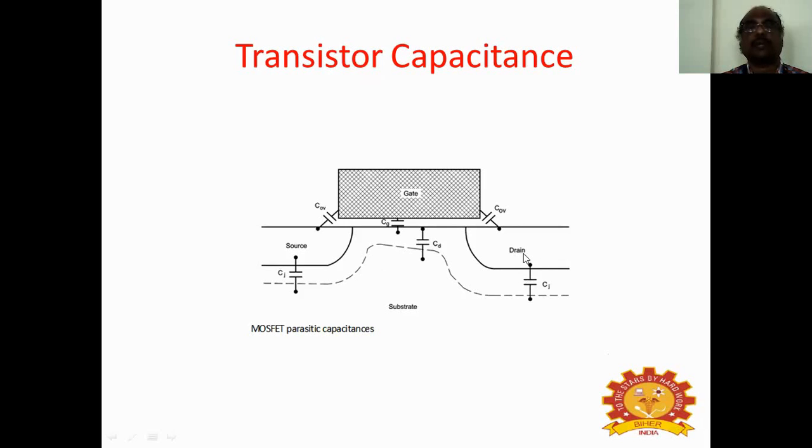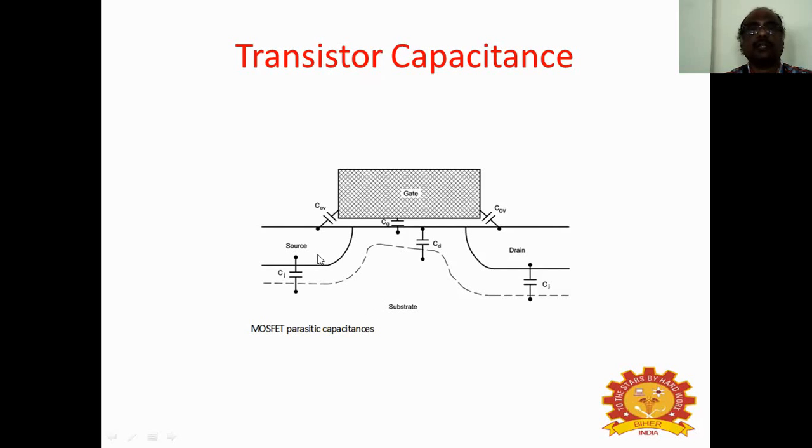This is called the drain capacitance, and there is an overlap capacitance, because a small area of the gate terminal overlaps with the junctions. So there is an overlap capacitance at the drain terminal and an overlap capacitance at the source terminal. This is called the oxide capacitance or the gate capacitance, and this is called the depletion capacitance. These are the various transistor capacitances present in MOS transistors. The first is the source base capacitance.